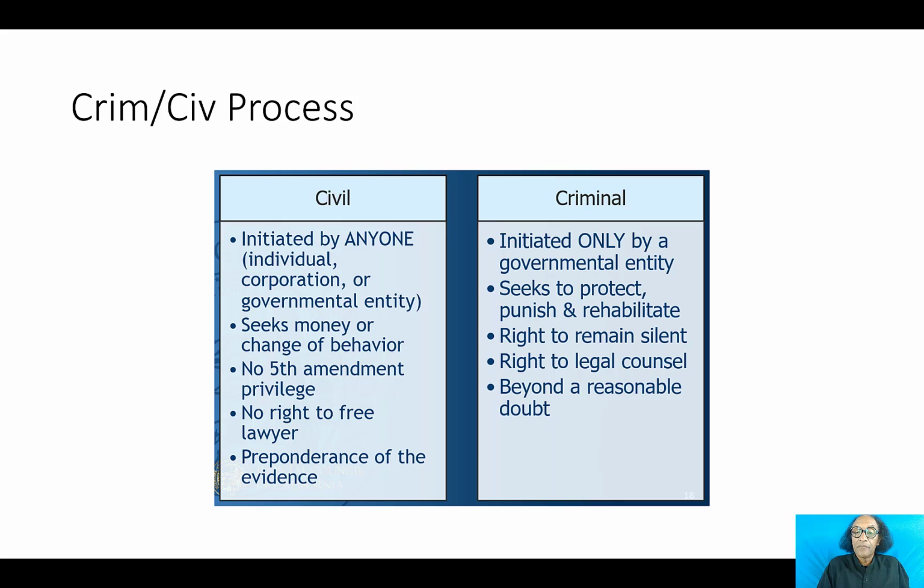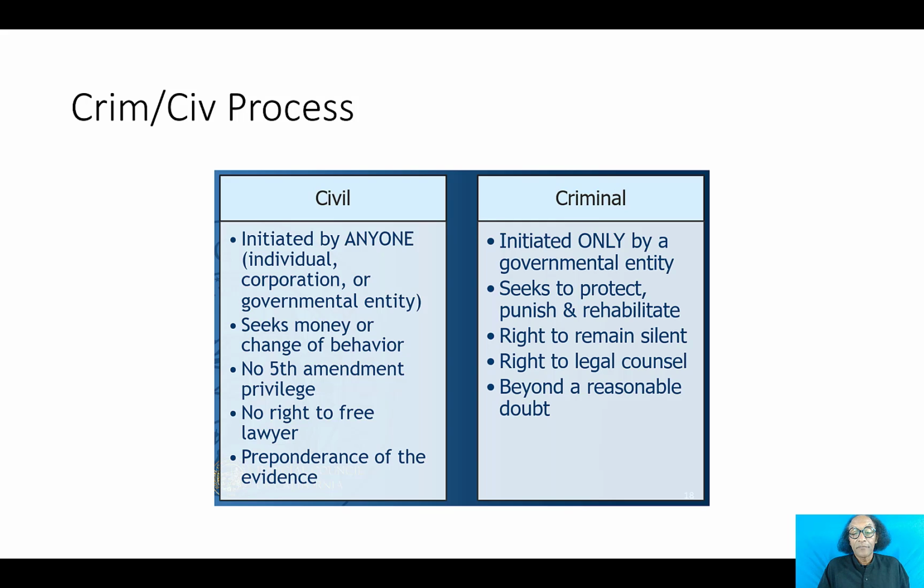And usually the criminal action is brought to punish a person for having violated the criminal laws or to rehabilitate them. But in a criminal case, the accused has all kinds of due process rights, as we've seen in Chapter 4: the right to remain silent, the right to legal counsel, the right to an impartial jury, and all of those 4th, 5th, 6th, and 8th Amendment rights attach in a criminal case. There is no such protection in a civil case. So the bottom line in a criminal case is proof beyond a reasonable doubt. And as we said, in a civil case, it's preponderance of the evidence.